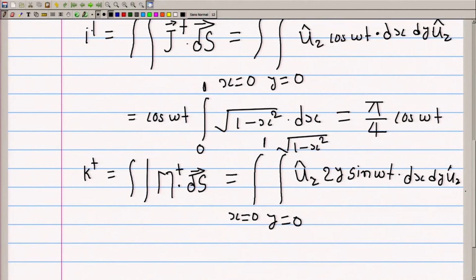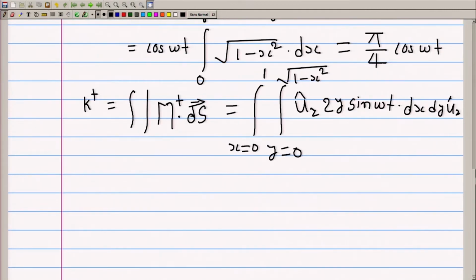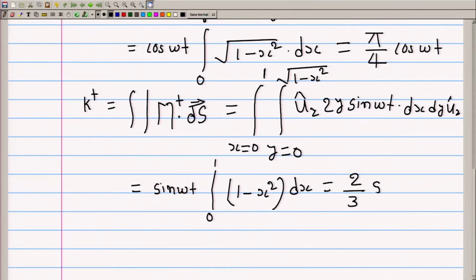So, the integral of y will be y squared by 2, and the 2 will cancel out, and the final expression will come like this. Sin omega t is constant, and the integral from 0 to 1 of 1 minus x squared dx, because that is y squared, will come 2 by 3 sin omega t. So, this is the K_t.